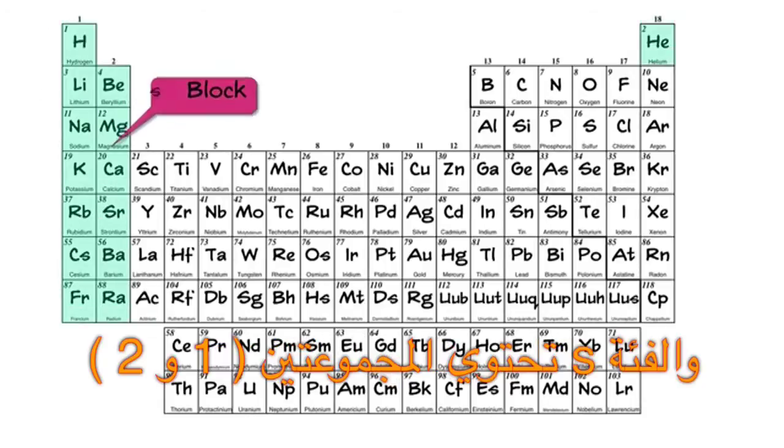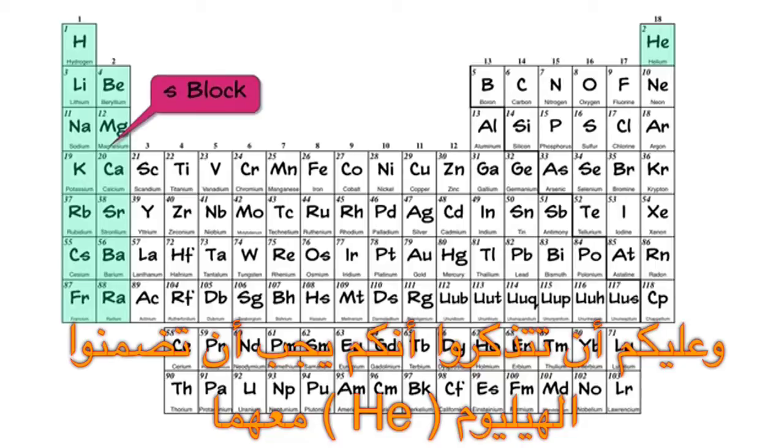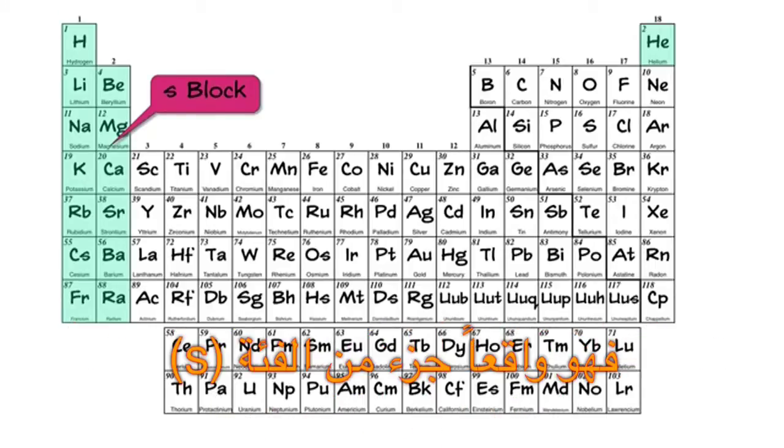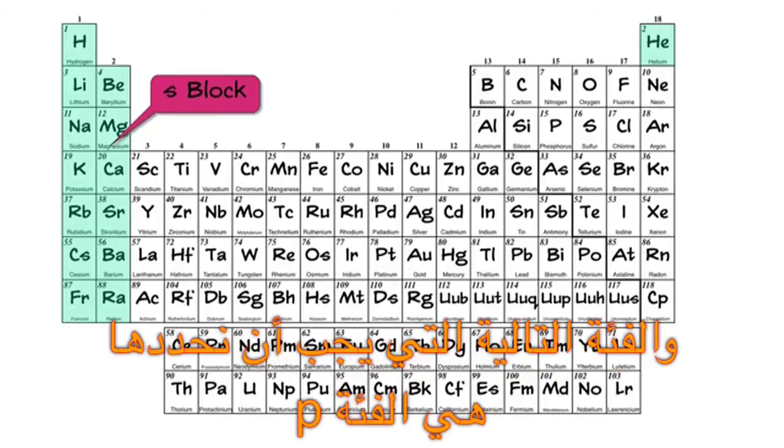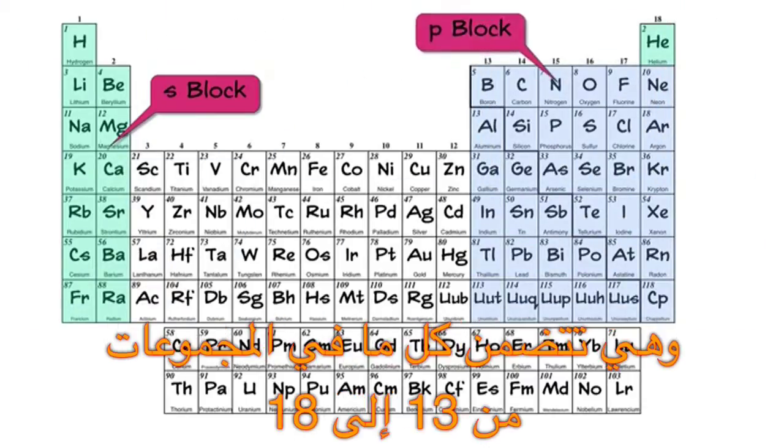And the S block includes families 1 and 2, and you have to remember to include helium with that. It's actually part of the S block. The next block we're going to label is the P block, and that includes everything from family number 13 all the way to family number 18.